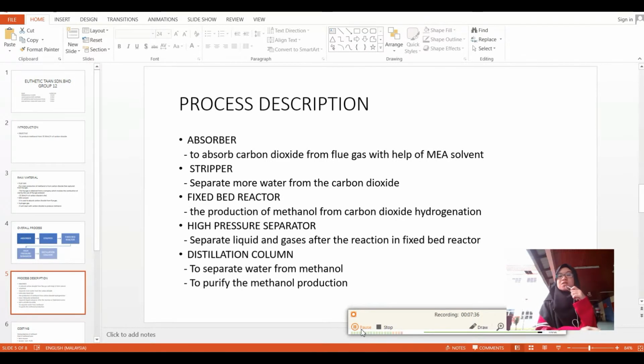Okay, the functions of the fixed bed reactor. The function of the high pressure separator is to separate the liquid and gases after the reactions in the reactor. Okay, for the distillation column, we separate the water from the methanol, so we can get the purified methanol production and the pure water from the distillation column.